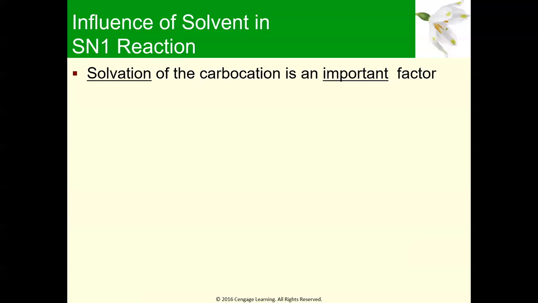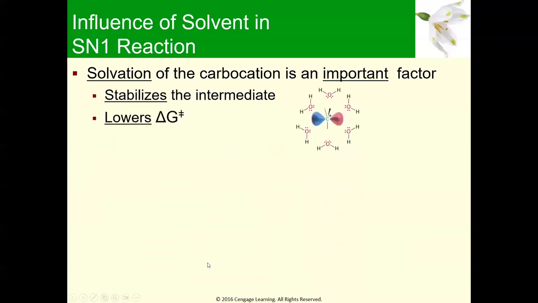Okay, so what about solvation of the carbocation? That's going to be important. Anything that's going to stabilize that carbocation is going to speed up the reaction. So solvation of the carbocation is an important factor. It's an intermediate, right? That carbocation will react further with the nucleophile. So it's not the end product, it's an intermediate product.